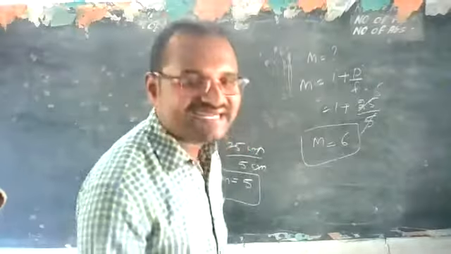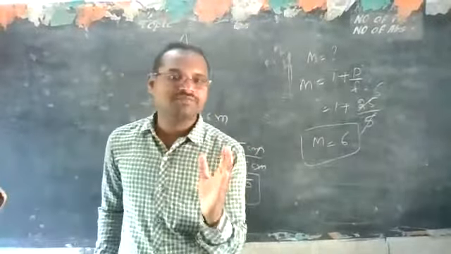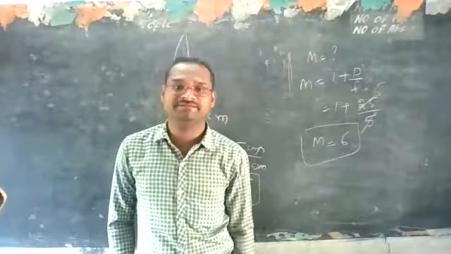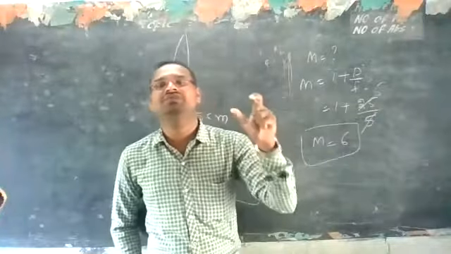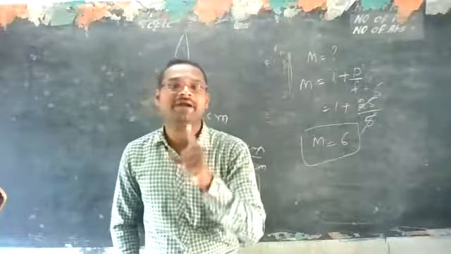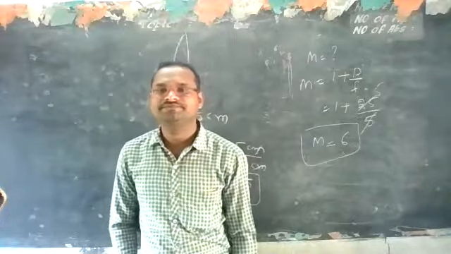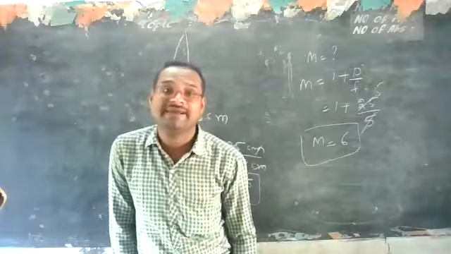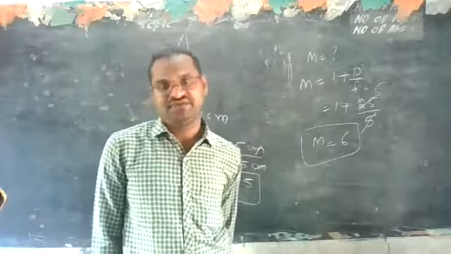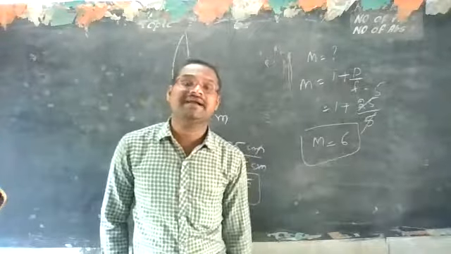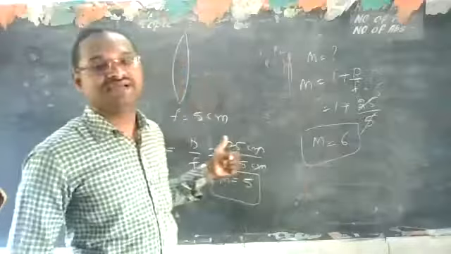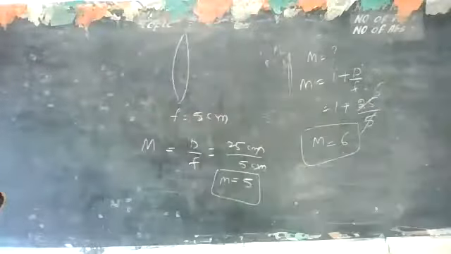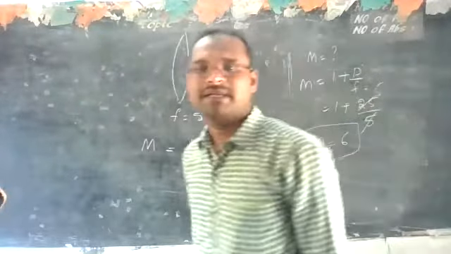So for a simple microscope, what is the condition for the formation of the image? The object should be between the focus and the optic center. Then only the image will be erect, virtual and magnified. How much magnified is it? Magnification due to a simple microscope will be D upon U. That formula can also be written as 1 plus D by F. When the image forms at infinity, the magnification will become D by F. These are the 2 points. Clear? Yes.